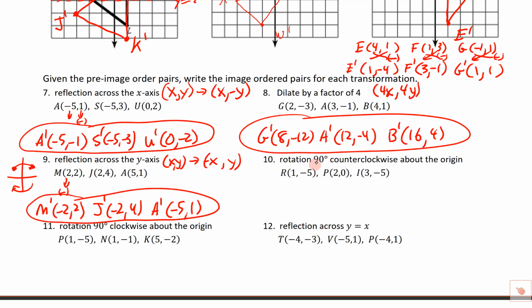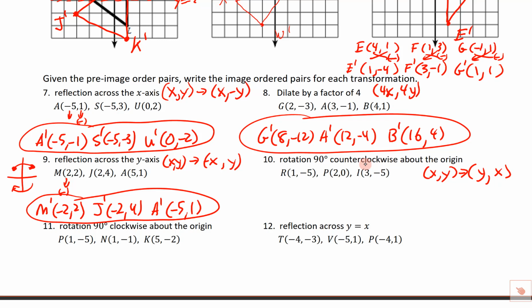So on number 10, we've got a 90-degree counterclockwise rotation. So let's see if we can remember what goes on here. Remember, with those 90-degree rotations, we're going to take the x and the y, and they switch places. So this is going to be y comma x, but one of them has to change sign. The way I remember this is I like clockwise better than counterclockwise, because that's what we typically do, go to the right like a clock does.